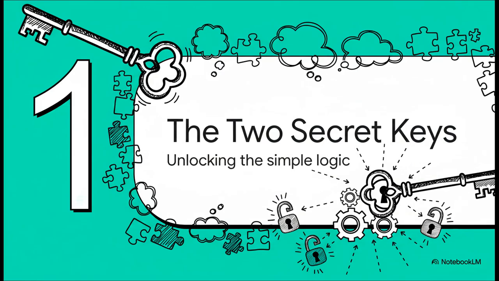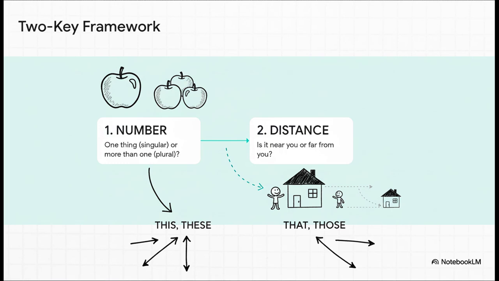Okay, so here's the best part. You do not need to memorize a bunch of boring grammar rules. Nope. All you need are 2 super simple keys to unlock this whole thing. And here they are. Key number 1 is number. Are we talking about just one thing or more than one? And key number 2 is distance. Is the thing right here next to you, or is it over there, far away? Seriously, every single time you use one of these 4 words, all you're doing is answering these 2 simple questions. That's it. That's the whole secret.